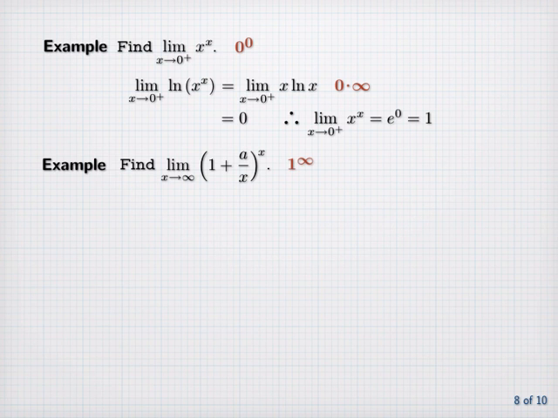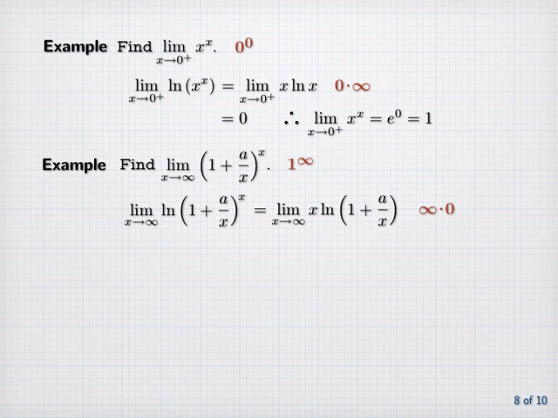So let's look at the limit as x goes to infinity of the natural log of that function. This equals the limit as x goes to infinity of x times the natural log of 1 plus a over x. So the first factor, x, approaches infinity. The second factor, the natural log of 1 plus a over x, approaches the log of 1, which is 0. So this is infinity times 0. Now we want to rewrite this as a 0 over 0 limit by putting 1 over x in the denominator. So now we apply L'Hopital's rule.